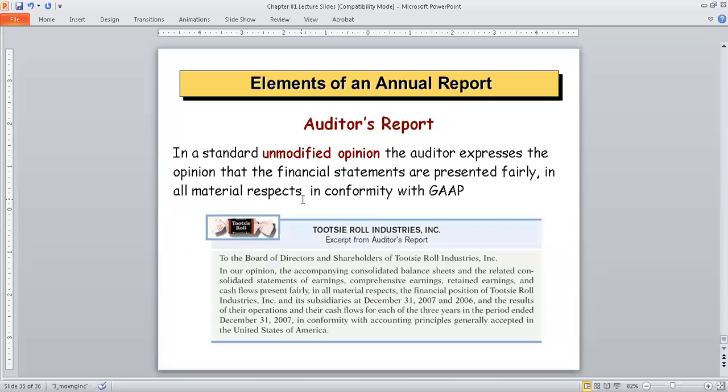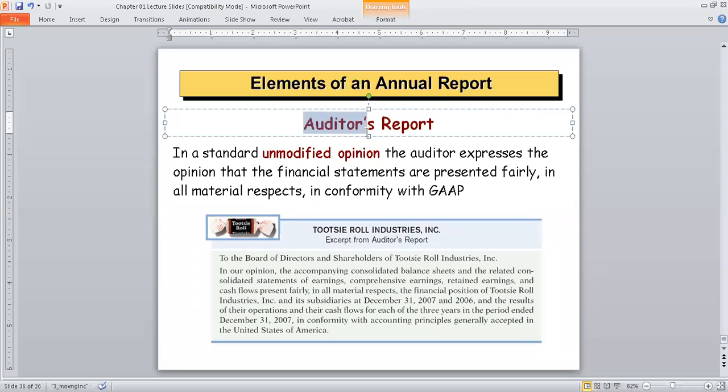And one page is devoted to a document called an auditor's report. And auditing is very important. A financial statement audit is an investigation.